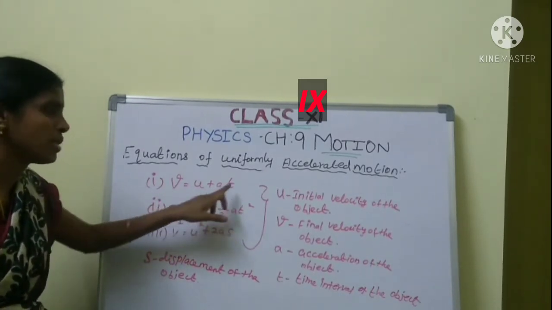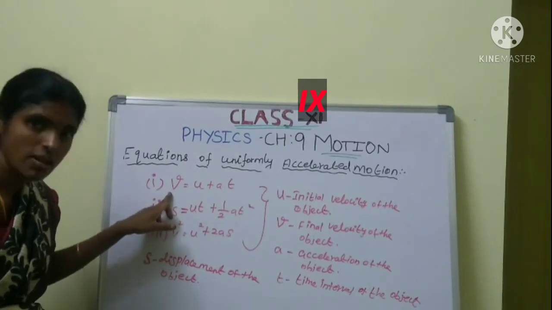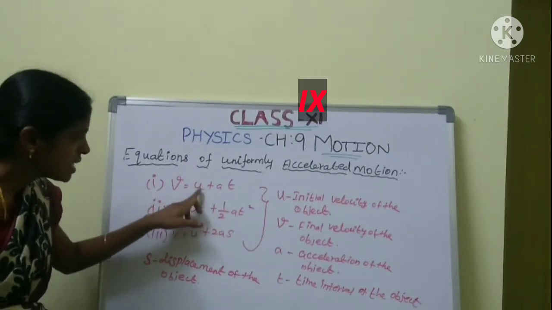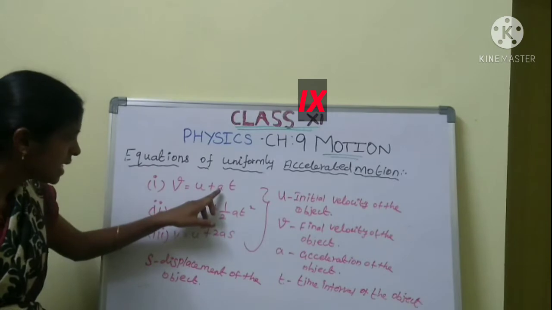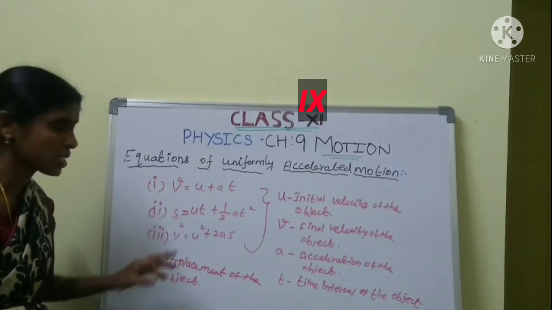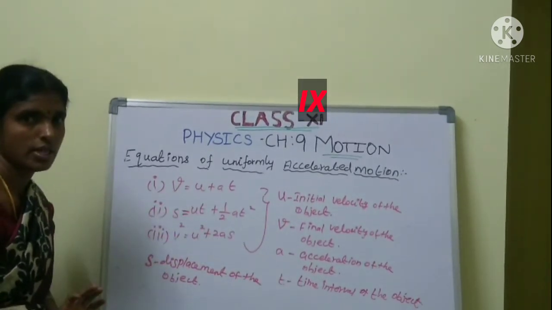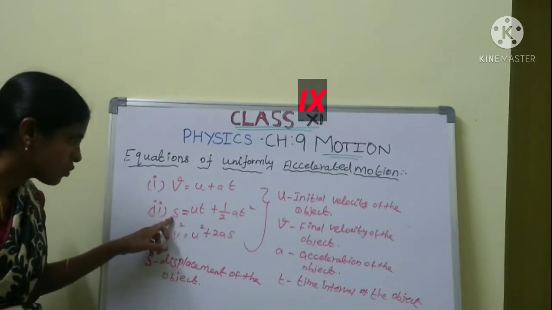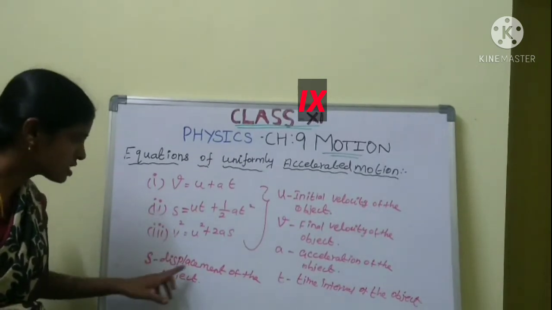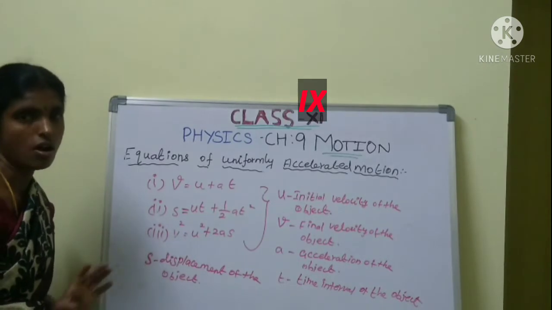What is the first equation? V equal to U plus AT. V means final velocity of the object. U is the initial velocity of the object. A is the acceleration. T is the time interval. In the second equation, what is meant by S? S means distance, displacement or distance of the object.